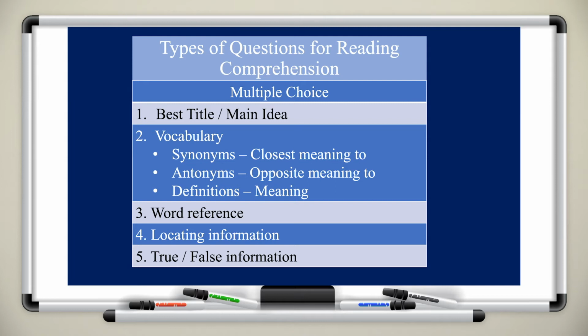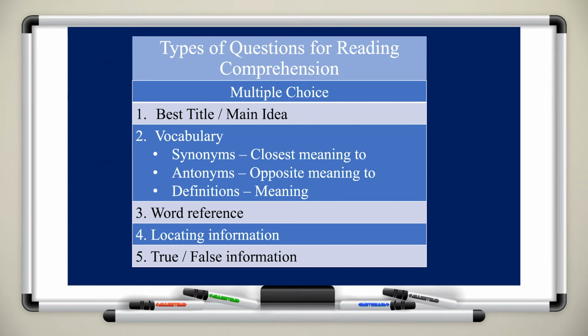Number three, the word reference is when they provide you with a pronoun, which is he, they, it, she, and so on, and they want you to know who they are talking about. Who is that person, or what is that person or thing doing? So the pronoun is referring to something or someone, and we want to know to whom. Okay? Number four, we have the locating information. So we want to find information from the text. It is implicit, it's clear from the passage itself. We just want to find it.